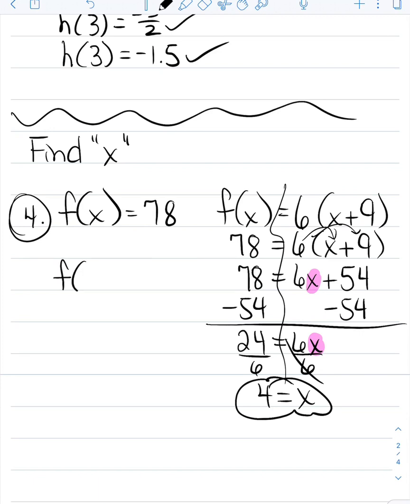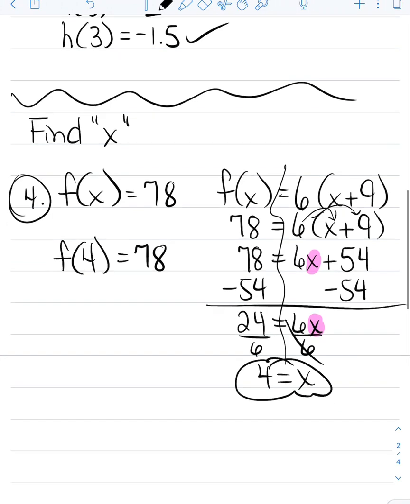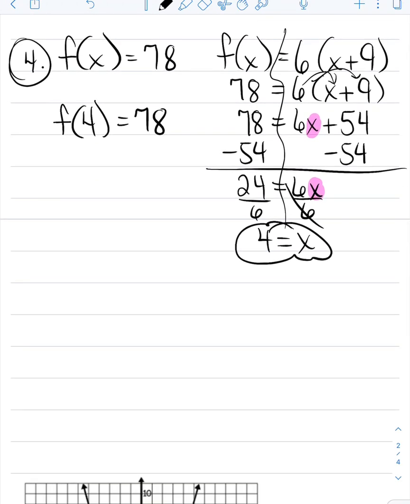I could even rewrite it like this: f of 4 equals 78. Okay? So let's keep practicing. Let's look at another one.